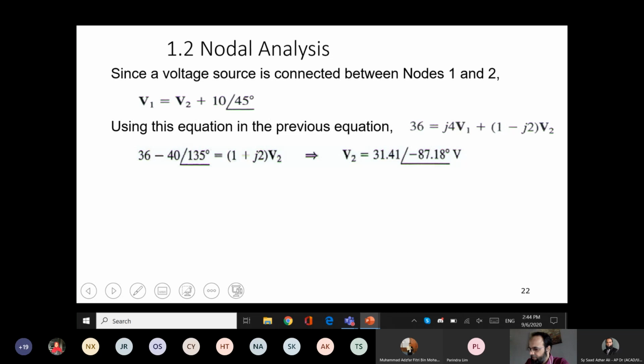So we replace the value of V1 from here and we place it in this equation. We get this equation, we solve it, we get V2 equal 31.41 angle minus 16.18. All right, any question, guys?